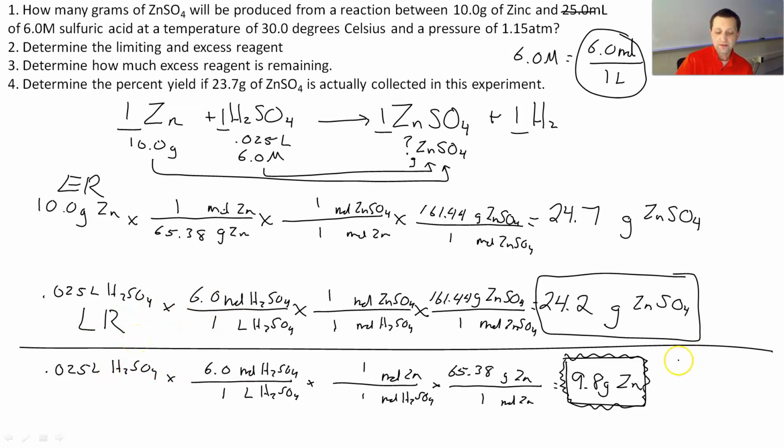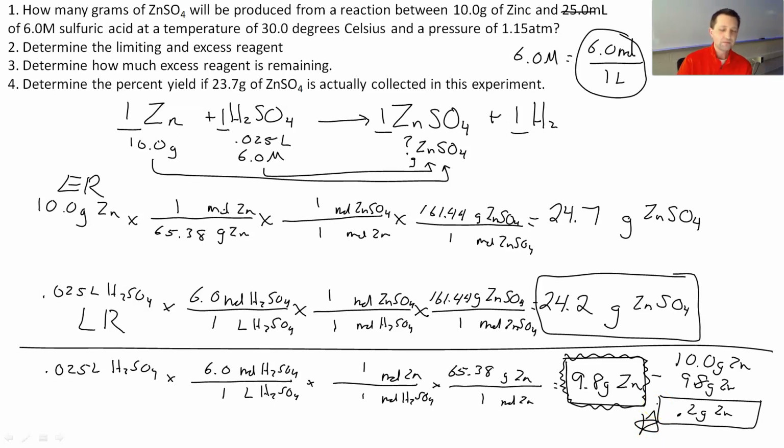And what am I left with? I started with 10.0 grams of zinc. I used up 9.8 grams of zinc. I'm left with 0.2 grams of zinc in excess. That is my answer. Okay? That's my answer here. 0.2 grams of zinc in excess.